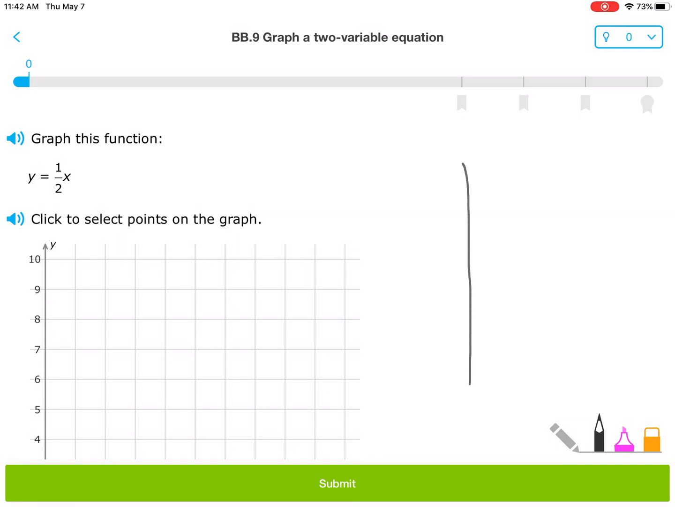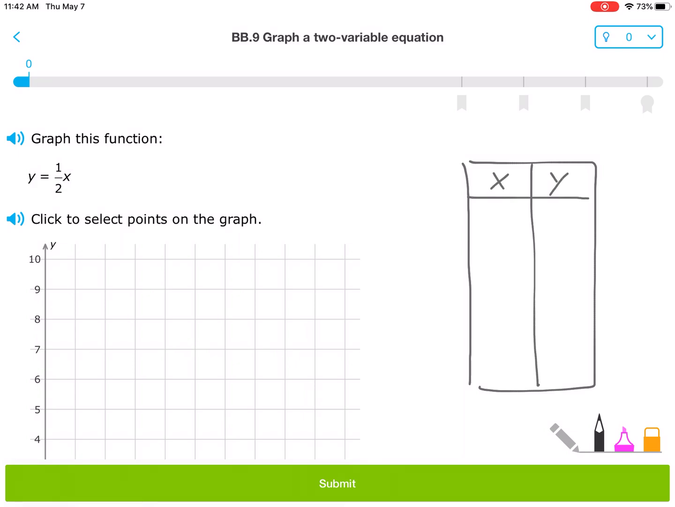So I'm going to set up my table. Okay, and I know I have x and I have y. So since my equation is y equals half of x, okay, I'm going to put 0 in. Well, I know that 1/2 times 0 is just 0. So my first point that I could plot on my graph is 0.